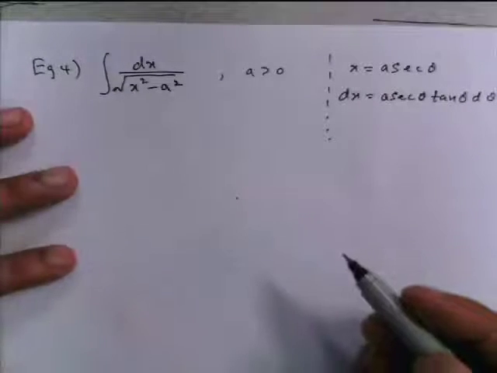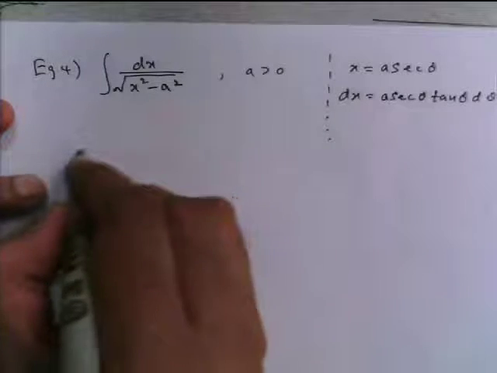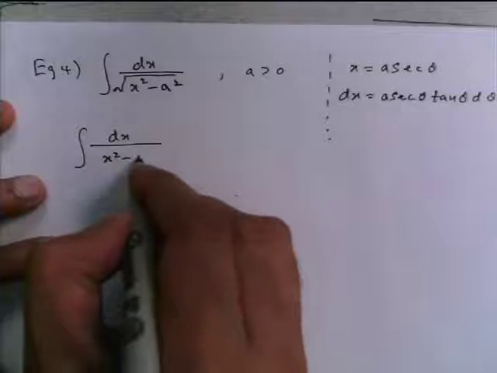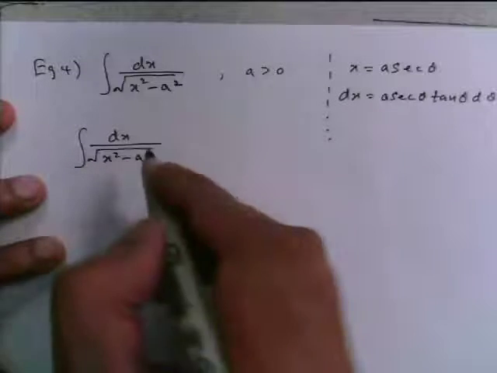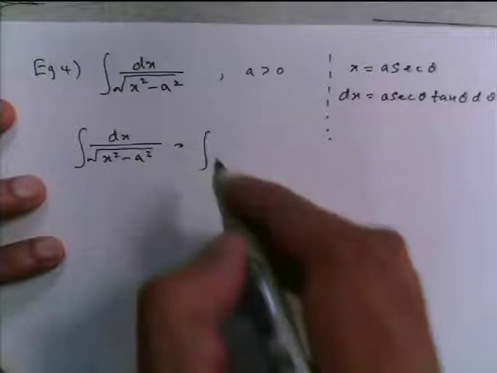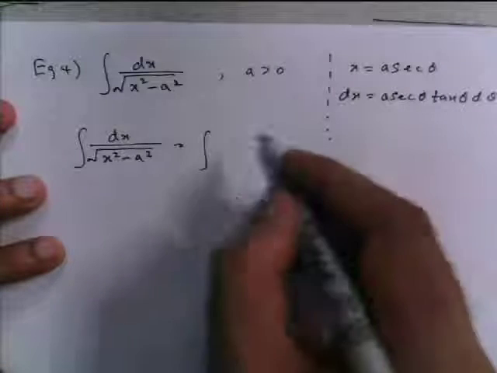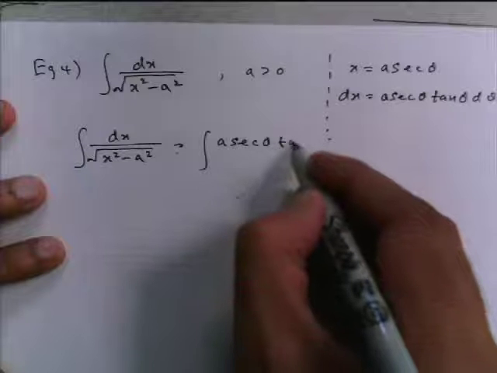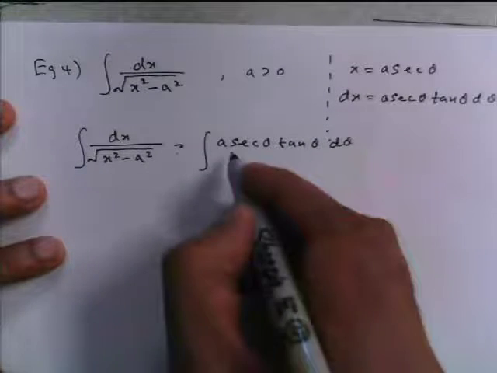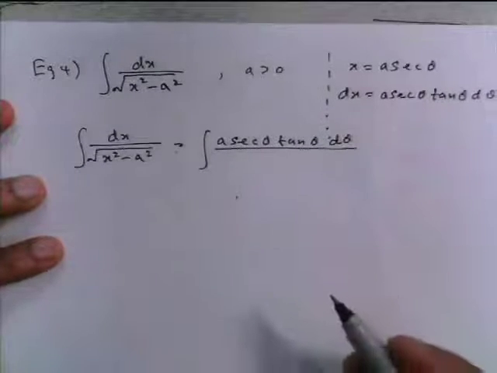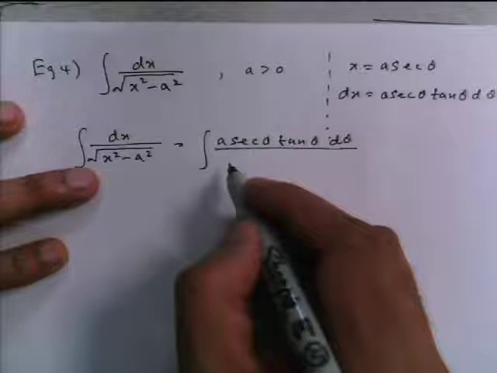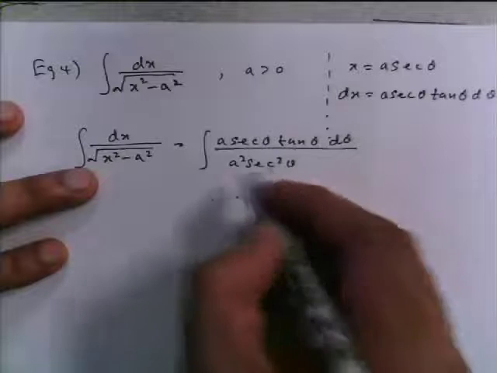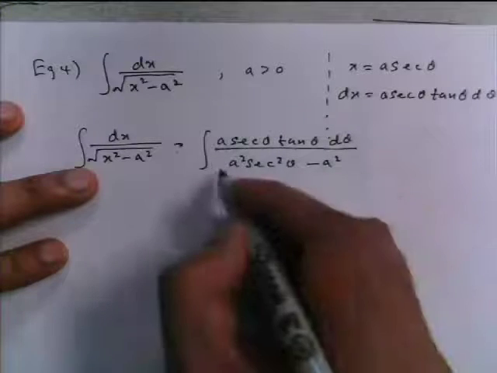Okay, so let's substitute. dx over the square root of x squared minus a squared. dx is a secant theta tan theta d theta. x equals a secant theta, so it is the square root of a squared secant squared theta minus a squared.